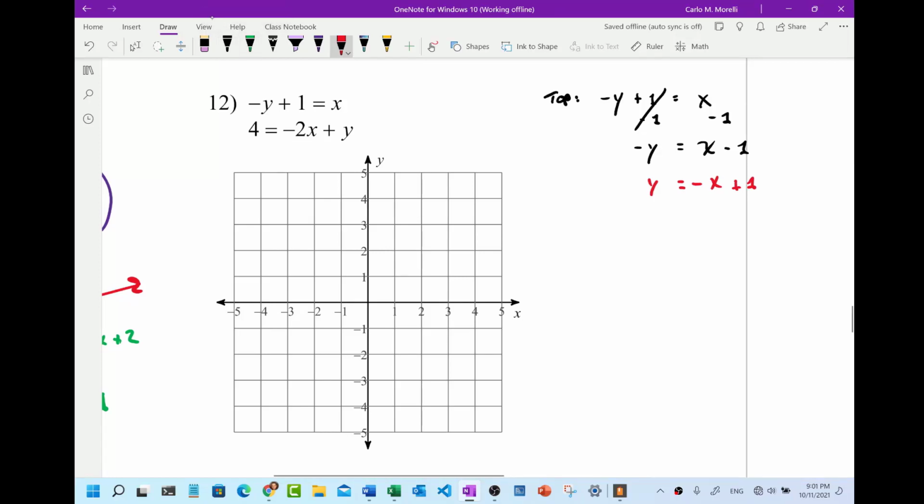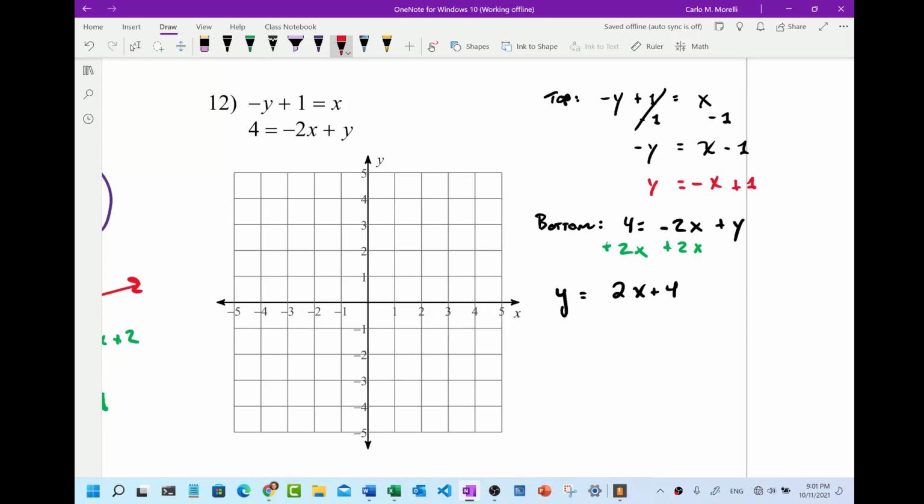Now the bottom equation, it's a little bit weird. We've got 4 equals negative 2x plus y. Let's go ahead and solve for y on the right by adding 2x to both sides, because then we're done. And we'll use the reflexive property of equality to say y equals 2x plus 4. So those are my two equations.